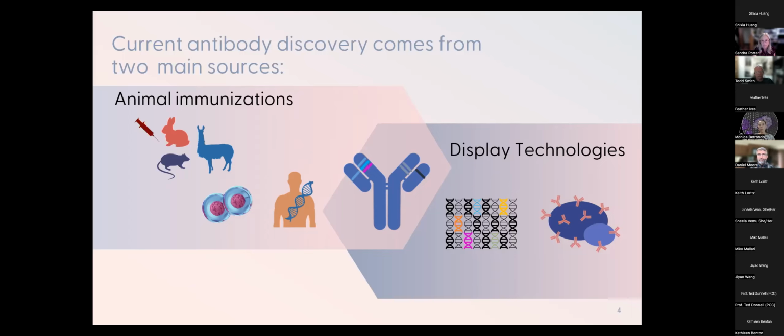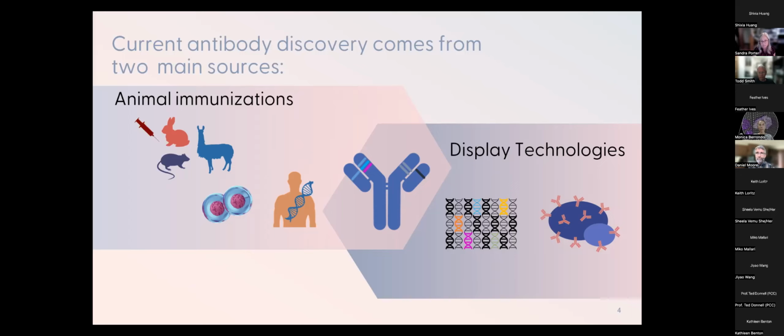In animal immunization, the animal's immune cells produce the antibodies and attack this disease. And then in the display technologies, microorganisms are engineered to display antibodies on the surface. So they're on the surface, and then it'll bind to it, and everything that doesn't bind drops out.